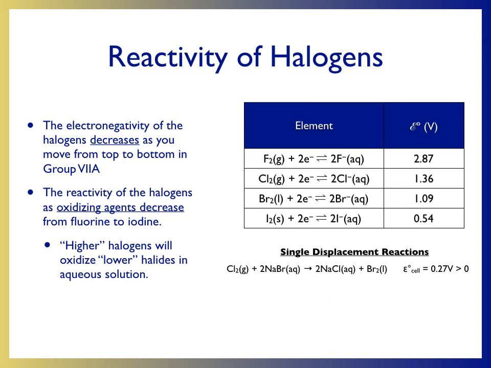But if we try things the other way around and try to get bromine to oxidize chlorine in solution, we find that the reaction does not occur. Calculating a standard cell potential, we find that it's negative 0.27 volts, meaning that this reaction is non-spontaneous.